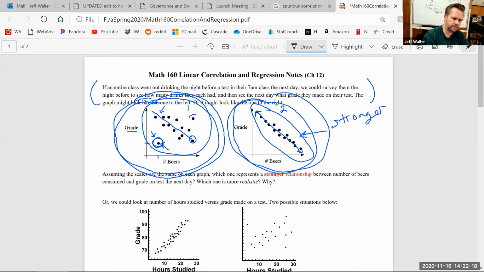What about this person? Do they drink a lot? Yeah. It looks like maybe the most. It looks like they edged this person out a little bit. Did they do pretty well on the test? Yeah, not the highest grade, but definitely up there. So this is the person that can hold their liquor pretty well and knows their stuff, right?